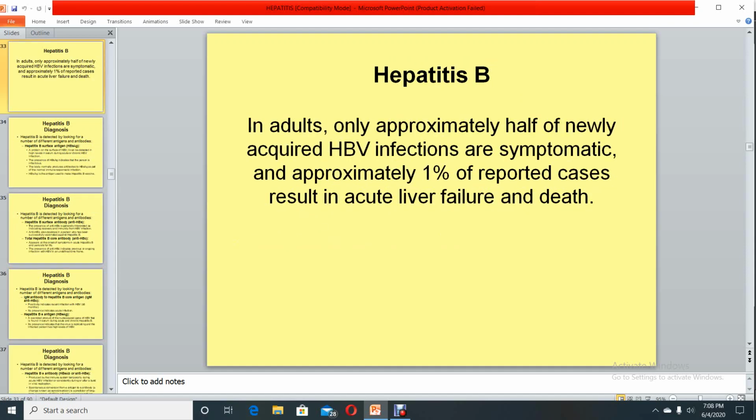तो in adults only approximately half of the newly acquired hepatitis B infections are symptomatic, and approximately 1% of reported cases result in acute liver failure and death. बहुत से लोगों को तो पता ही नहीं होता कि they have got hepatitis B. In my studies, about 60 to 70% of cases in which I have seen chronic hepatitis B, there was no history of jaundice before. So ये बड़ा मसला है, इसलिए screening is necessary.